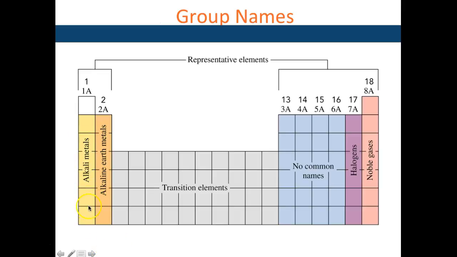So we talked about the alkali metals, the alkaline earth metals. Alkali metals are the most reactive among the metals, followed by alkaline earth metals. No common names for these groups. And then the halogens are the most reactive among the non-metals. Noble gases are unreactive. They are very stable. And then the transition elements are quite different. They behave very differently compared to the representative elements.